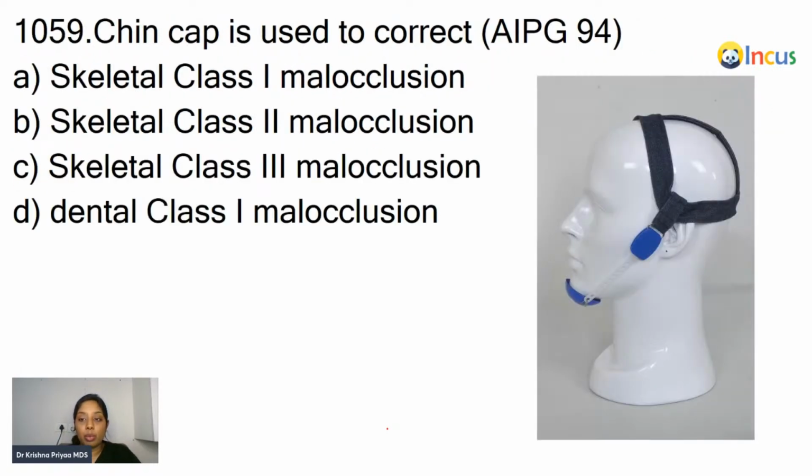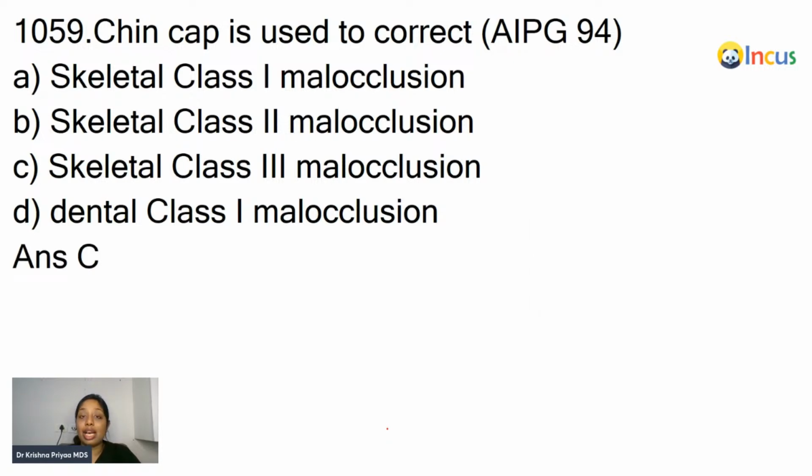Chin cap is used to correct what? So chin cap is something which I've given in the picture. Chin cap is used for correcting the vertical dimension or vertical growth of the patient. So it is usually associated with class 3 malocclusion. As we already said, when the patient has a mandibular prognathism, in such cases the chin alone won't grow forward. So chin cap is generally used to reduce the mandibular prognathism and prevent the growth of the mandible.